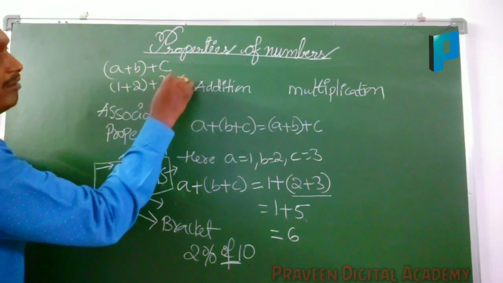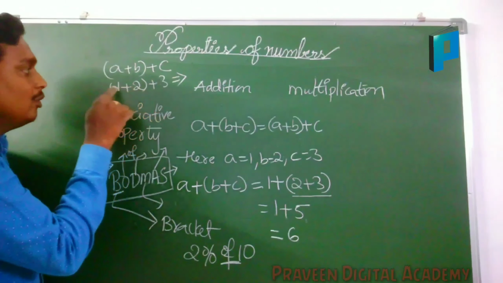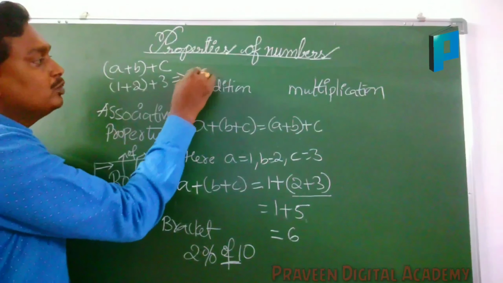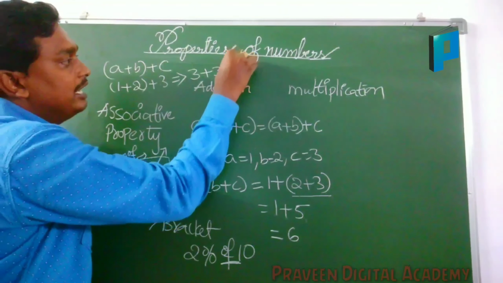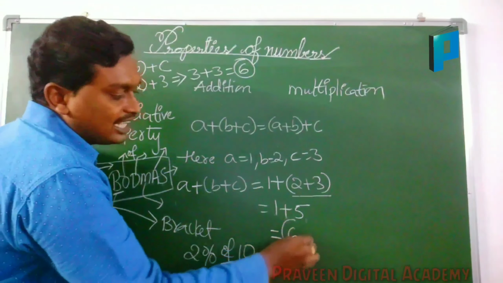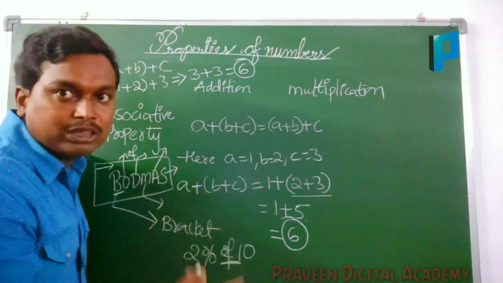plus 3. As I told you, first of all you have to solve in the bracket. What is 1 plus 2? 1 plus 2 is 3, plus 3. What is the answer of 3 plus 3? Here I got 6. Here, LHS and RHS are both the same.